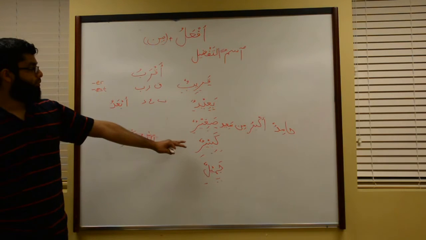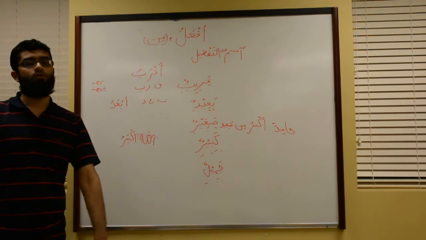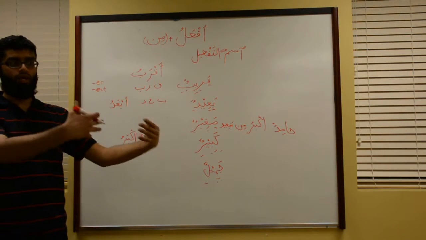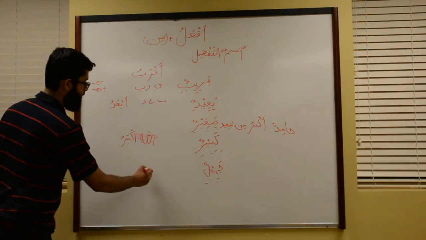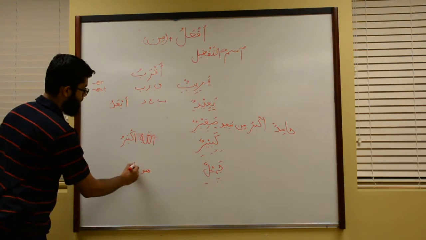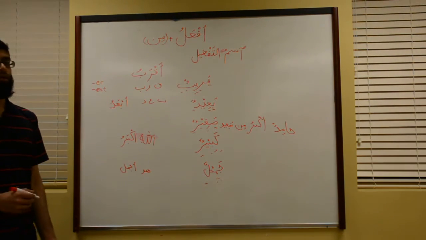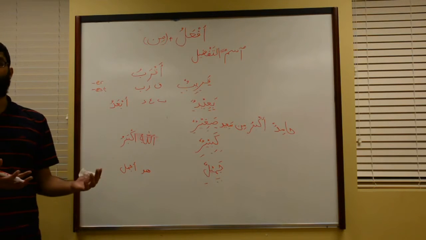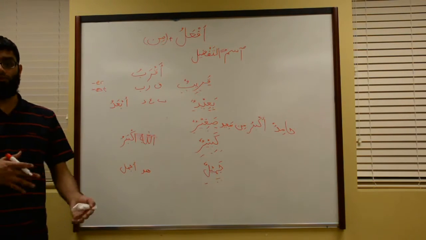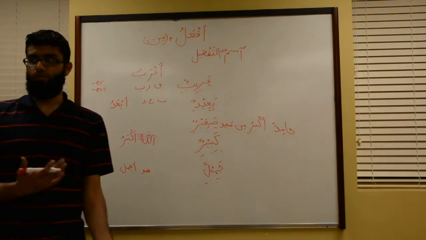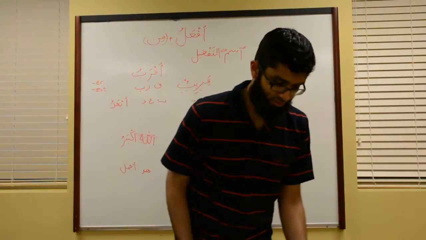Alright, what about with Jamilun? Ajmalu, right? So if I'm saying he is the most handsome, I'm going to say huwa ajmalu. But if I'm comparing him to someone else, then huwa ajmalu min whoever. So I have to put min and then whoever I'm comparing. Okay, is it easy? Huwa ajmalu minhu.